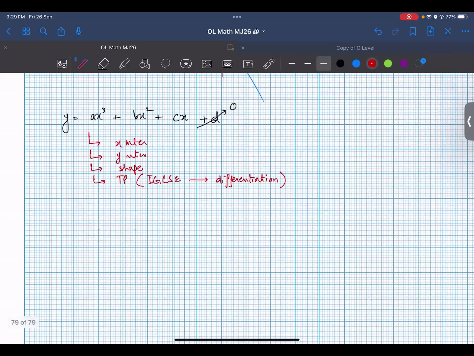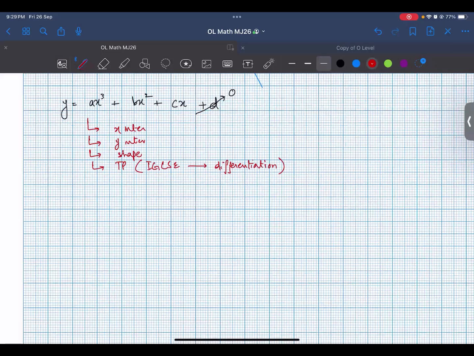Now in this one, how will your shape be? Okay, the general shape. Let's take a very simple example. y is equal to x cube plus 5x square plus 6x minus 6. Example number 1.